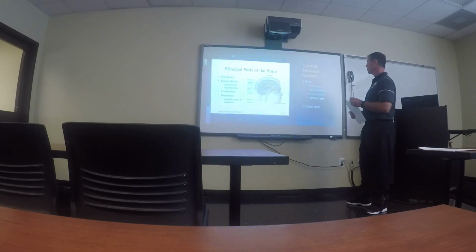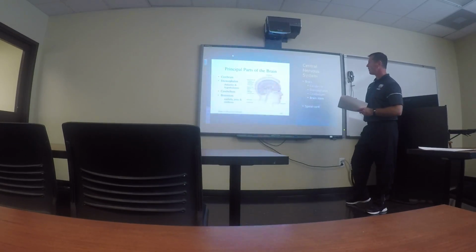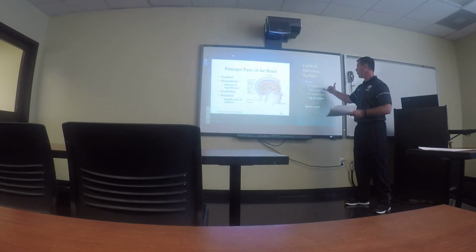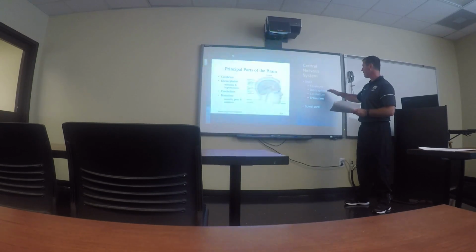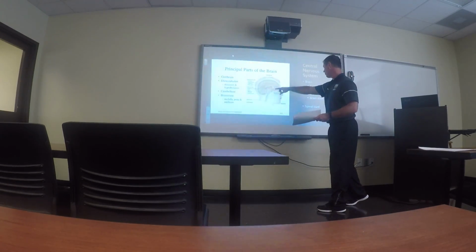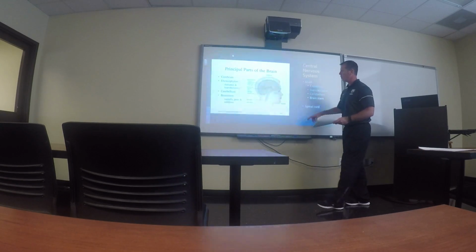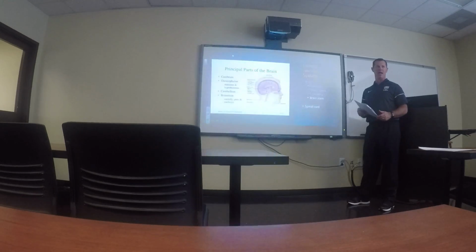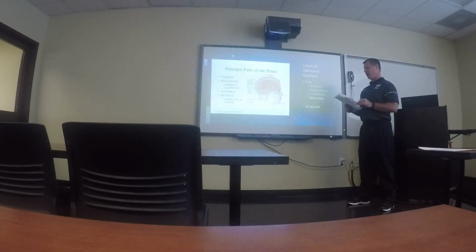Quick review of the central nervous system. We've got the brain, principal parts. Within the brain, we have the cerebrum. Then we've got the diencephalon, a little deeper. Then we've got the cerebellum, which sits behind the brainstem. And then branched off of that, coming down, we've got the spinal cord. It goes all the way down to the butt.